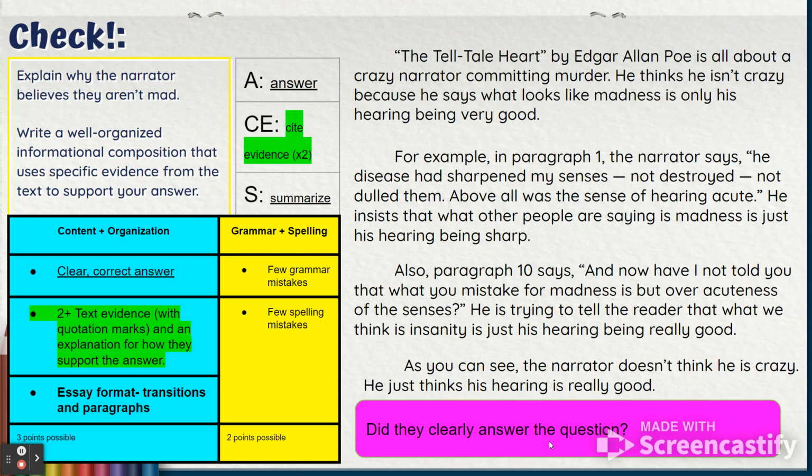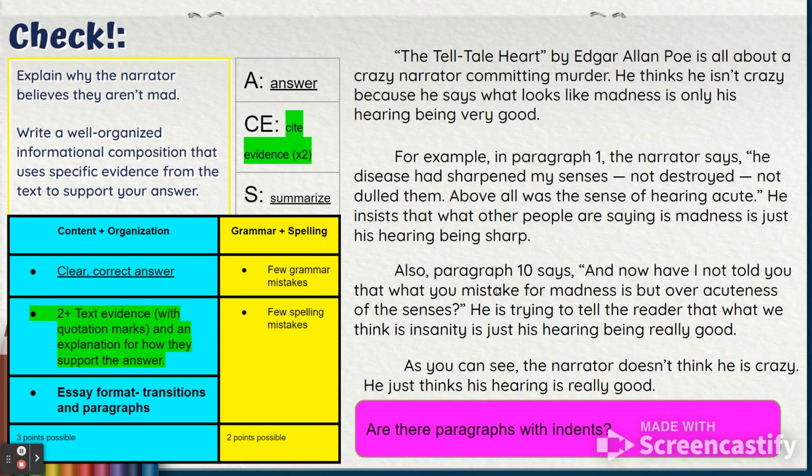So, is there a clear answer to the question? I would say yes. Here in the introduction, he says that he thinks he isn't crazy because his hearing is just really good. And then it says that again in our conclusion. Are there two pieces of text evidence with quotes? There are, right? Right here, we have the quotations and what paragraph it's from. And right here, we have the quotations and what paragraph it's from.